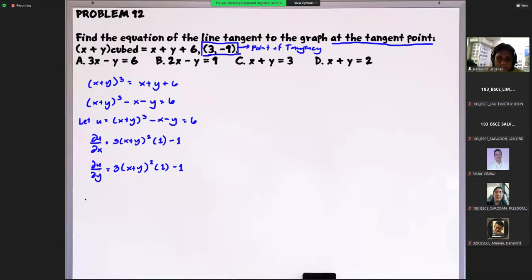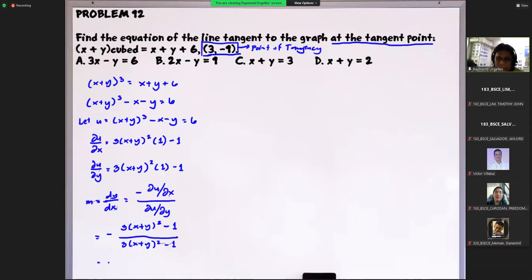So what will be the slope? The direct formula using partial derivatives for dy/dx is negative the partial of u with respect to x, divided by the partial of u with respect to y. So this will be negative, 3 times (x plus y) squared minus 1, divided by 3 times (x plus y) squared minus 1. So this is simply equal to negative 1, which is interesting.